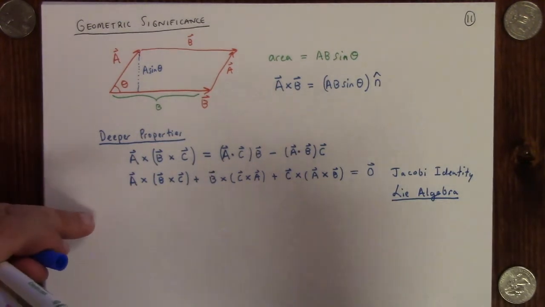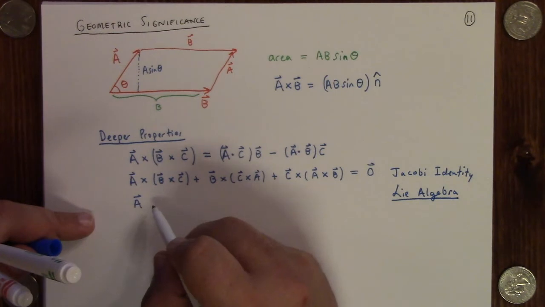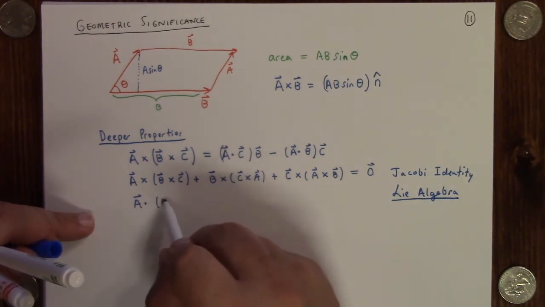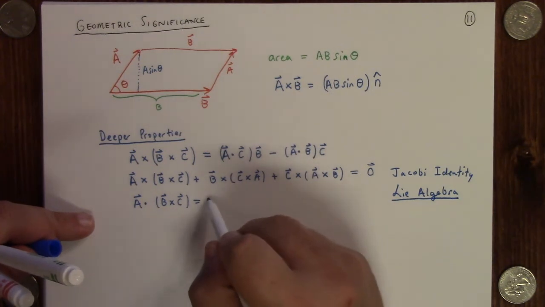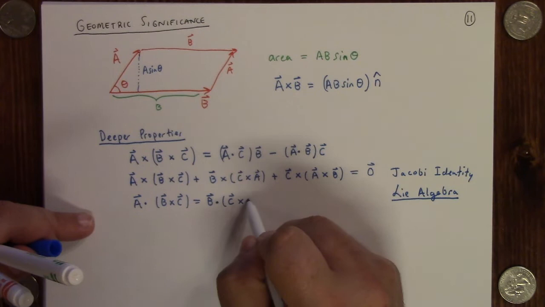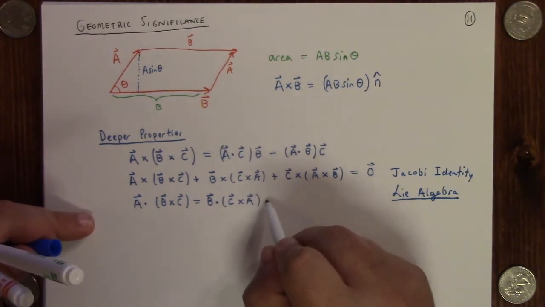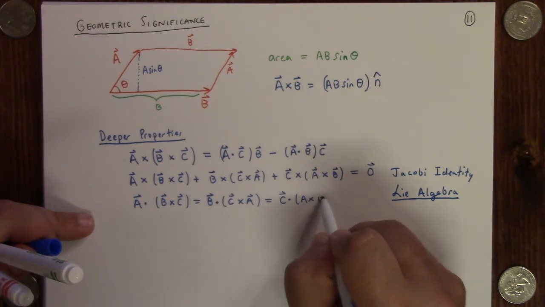More important, and this we actually do need for applications often, is that A dot (B cross C) is equal to B dot (C cross A), which is equal to C dot (A cross B).